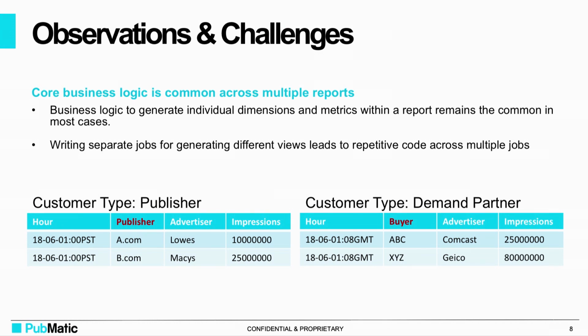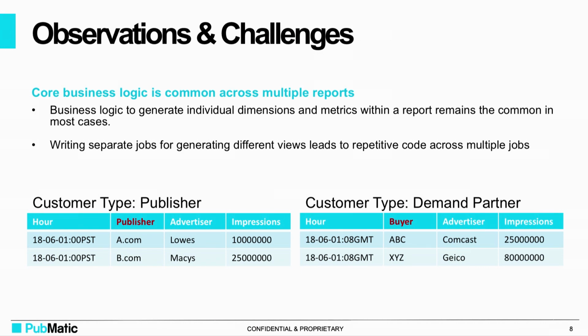So what we realized is most of the business logic, like in advertising, the formula for generating a revenue is common. No one writes a different logic to derive revenue. A way to derive advertiser is common. So I'm just giving an example. These are the 2 customer types we support. Again, this is just a small snippet of the data. If you look at it, except for the customer type, everything else is the same.